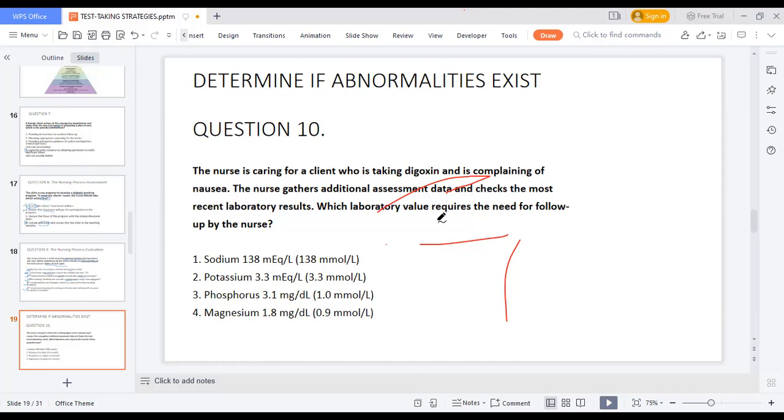Okay? Sodium, we say, is 135 to 145. Potassium should be 3.5 to 5.0. In that case, we already see potassium is low. What about phosphorus? What about magnesium?